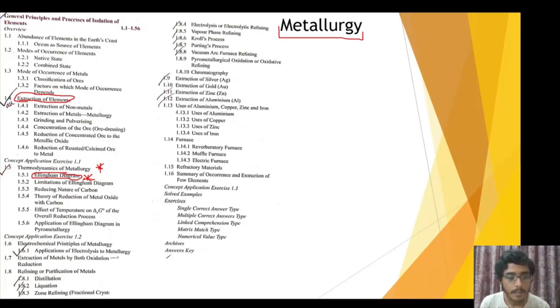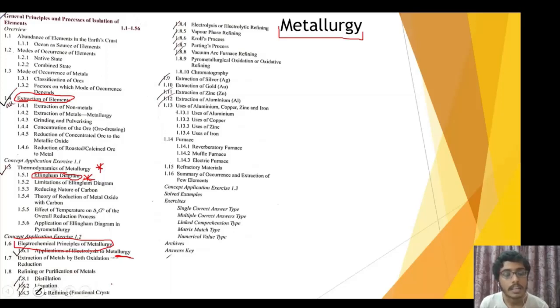Next is your electrochemical principles of metallurgy. This is important. There are many other concepts, as I said earlier also, but I'm just focusing on the important ones, especially important to WBJEE. Applications of electrolysis to metallurgy, the various processes of purification, distillation. Now here, as you can see, distillation, liquefaction, zone refining.